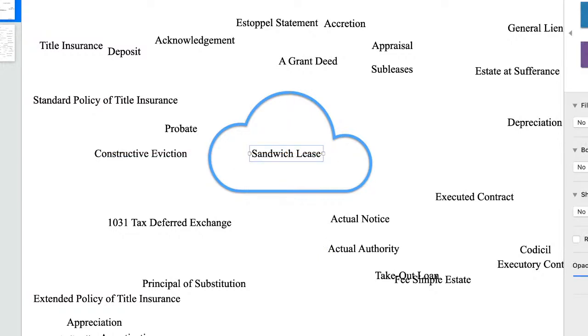A sandwich lease. What's a sandwich lease? It's a much simpler way to say this. A sandwich lease. What's a sandwich lease? So it's a fancy way of saying subletting. We like to say the lessor is also the lessee. The lessor is also the lessee.